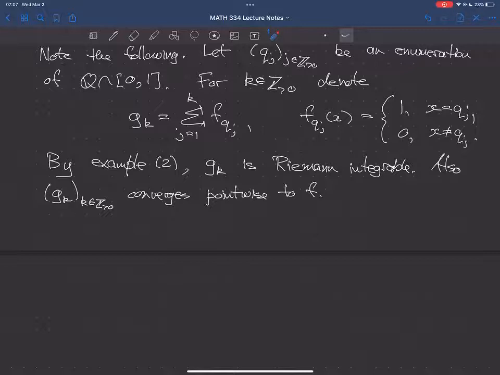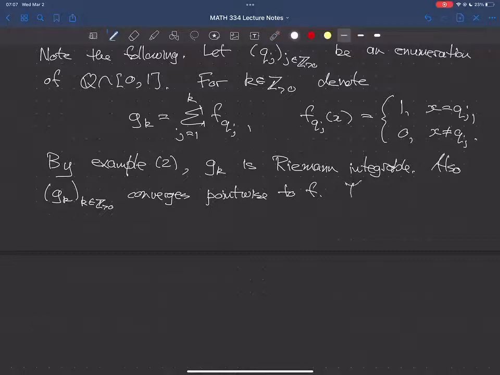Now, when x is rational, that means that x is equal to q_j for some j. Okay, and as long as I choose k to be larger than that value of j, then the value of g_k at x will be 1, but the value of f at that x is also 1. And so the sequence eventually consists entirely of 1s, so it might be 0, 0, 0, 0, 0 for some very large but finite number of zeros, and then it all turns 1s. Okay, that will converge to 1, which is the value of f of x when x is rational. Okay, so that gives us pointwise convergence of that sequence.